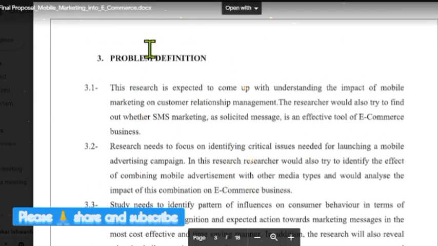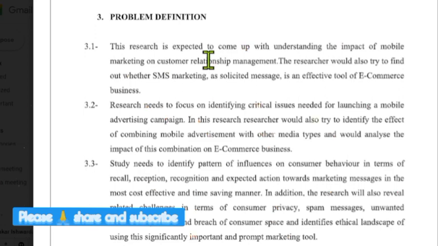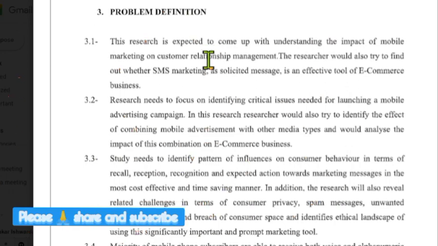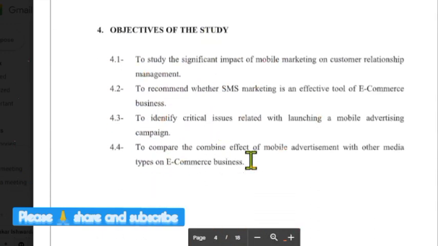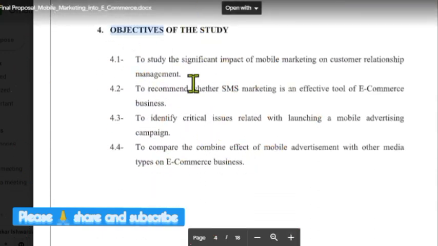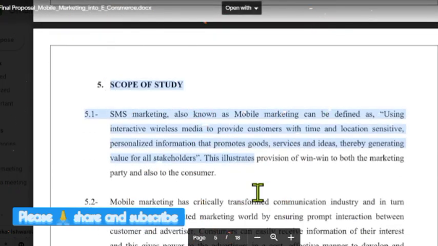Problem definition. As I said earlier, problem definition is a very, very important and crucial area where you have to clearly define what exactly you are going to study. If there is no problem, then the question of doing the research does not arise. So you have to have a good and concrete research question framed. This part you can discuss there. Objectives of the study, as I said, 4 to 5 objectives are more than sufficient. After that, you have the scope. You can mention what exactly is the scope of the study.